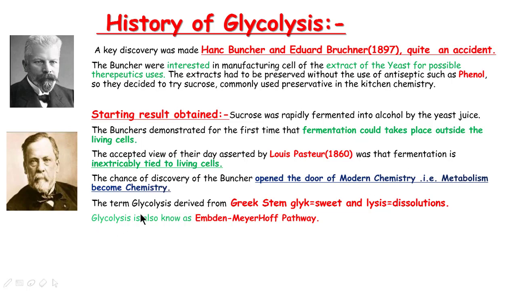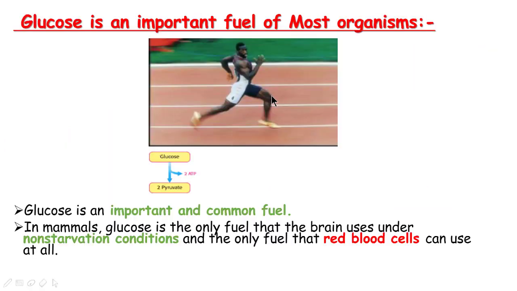The term glycolysis is derived from the Greek words glyco, which means sweet, and lysis, which means dissolution. Glycolysis is also known as the Embden-Meyerhof pathway. This is an athlete, okay? He is running and requires a large amount of energy. So while running, all the cells in the body want more energy. So glucose is converted into pyruvate so that this pyruvate can be transported to the mitochondria for the production of ATP. Glucose is an important and common fuel.